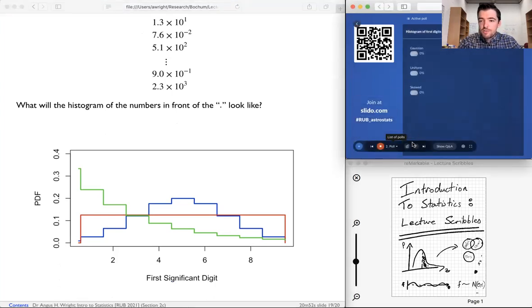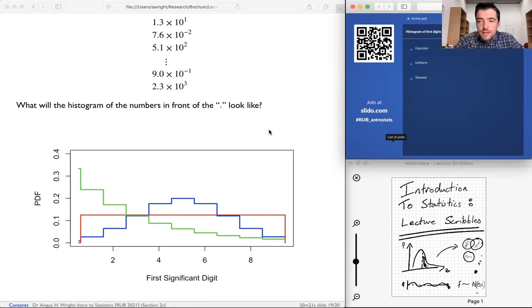So it's the histogram of first digits, hiding the results again. What does the distribution look like? Does it look like a uniform distribution from 1 to 9? Does it look like a Gaussian centered on 5, or does it look like a skewed distribution, preferencing one side or the other? Okay, so that's the second poll that we want, and we have 8, 9, nearly 10 responses.